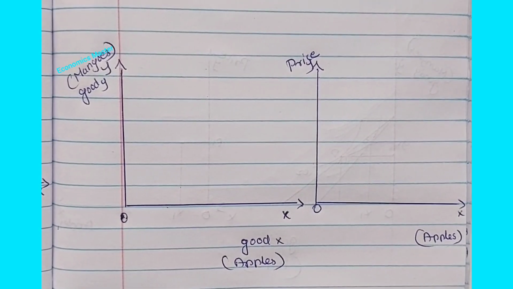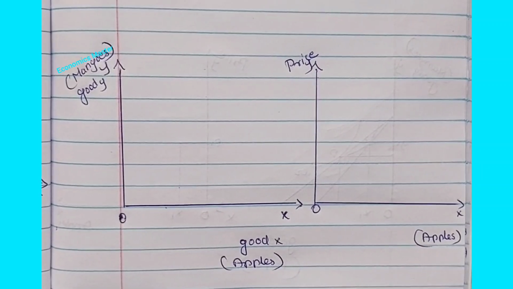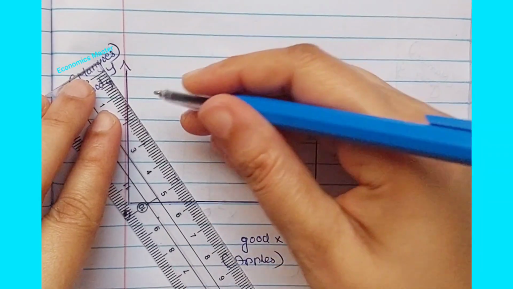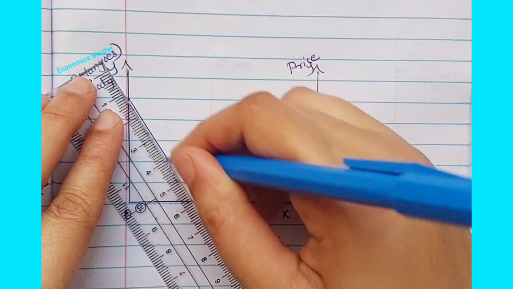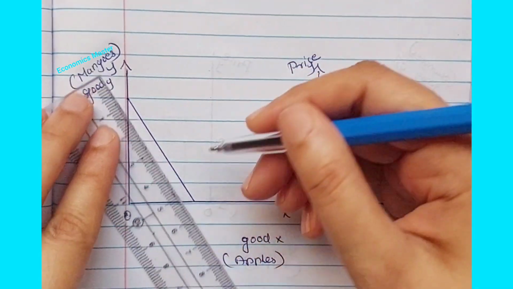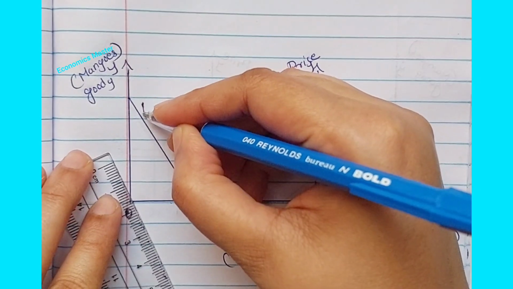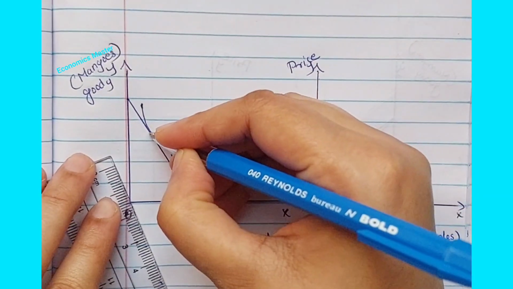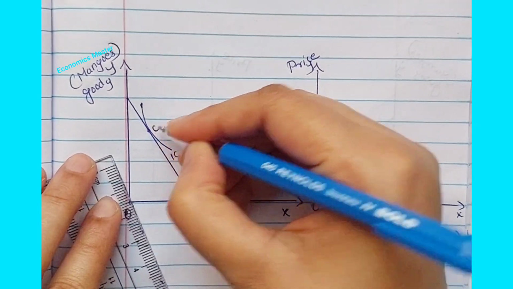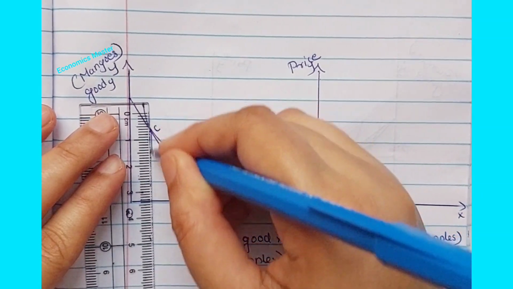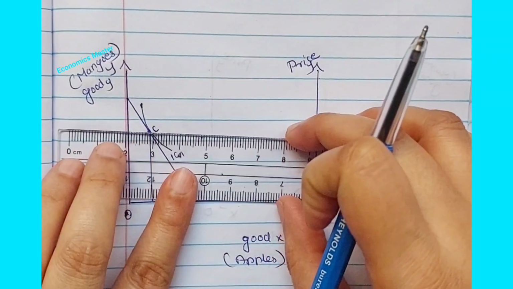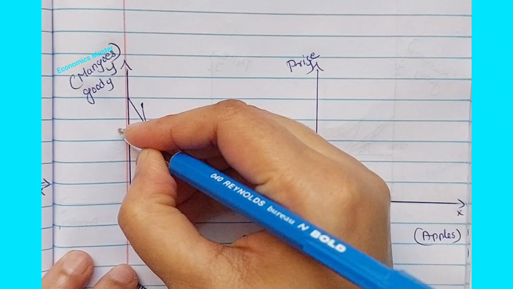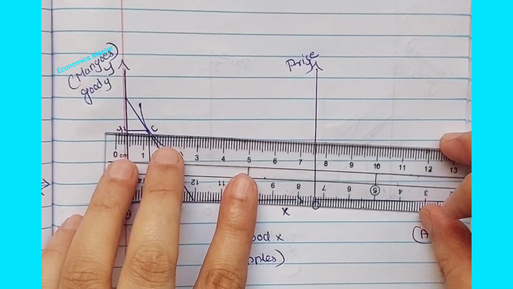How to derive a demand curve from indifference curves. In figure 1, the x-axis shows good X, apples, and the y-axis shows good Y, mangoes. Draw the budget line and indifference curve IC1. The consumer will be in equilibrium at point C, where she buys X1 quantities of apples and Y1 quantities of mangoes.